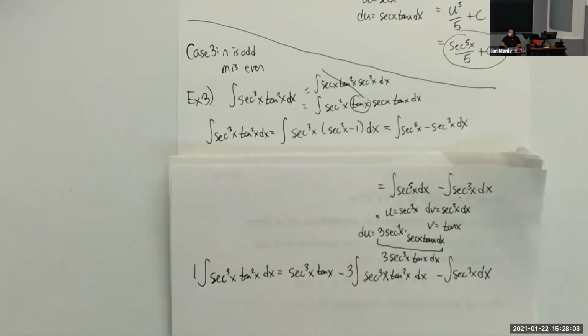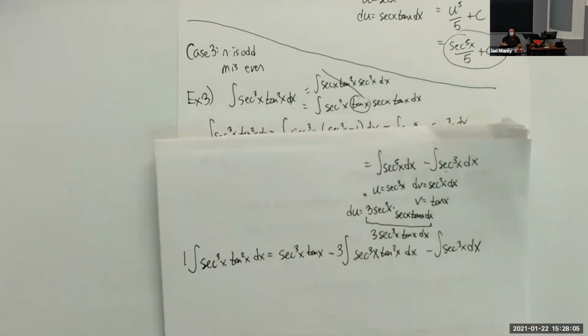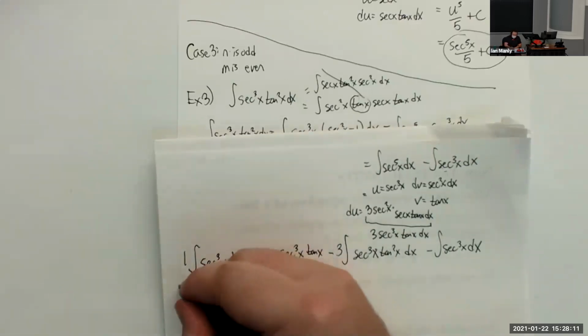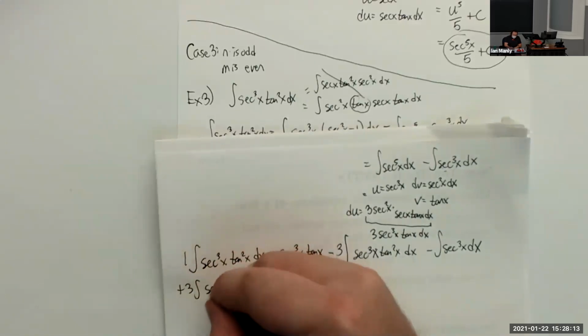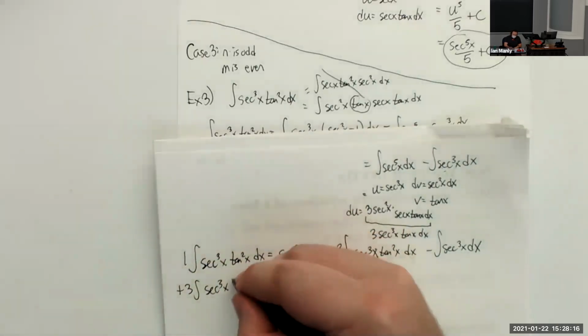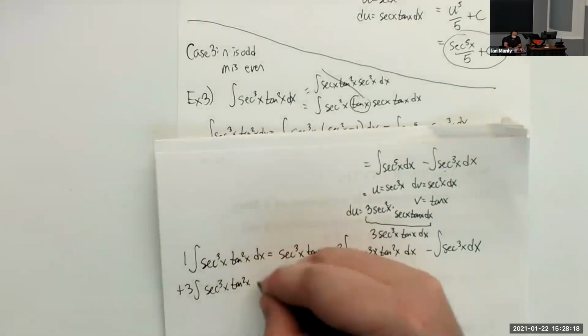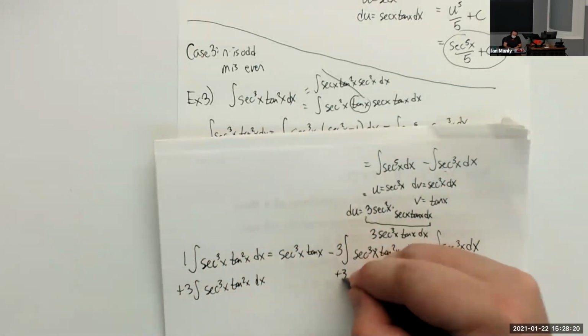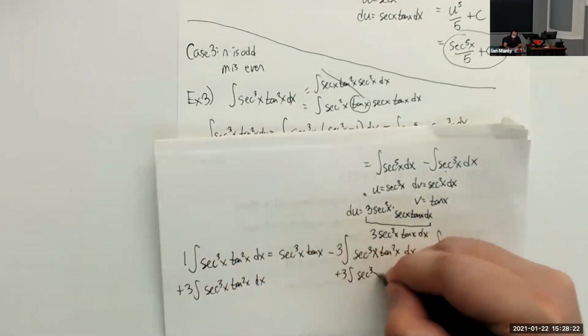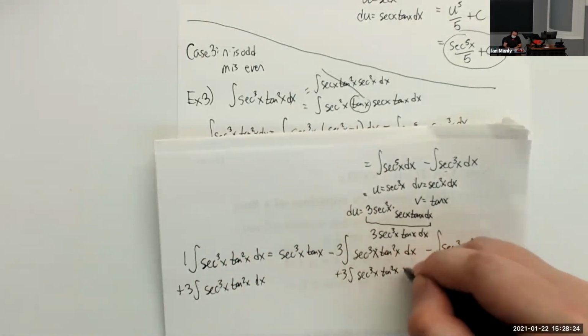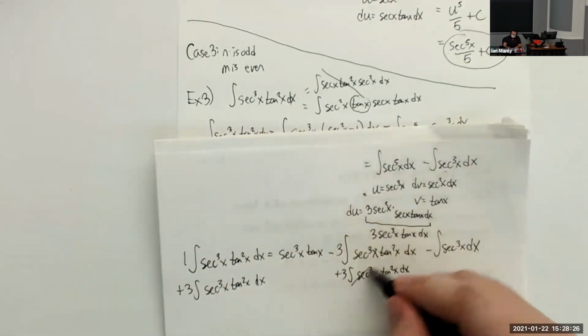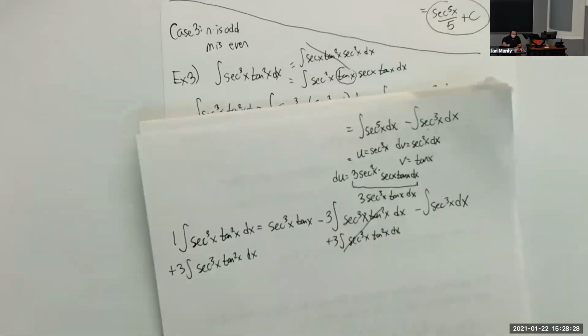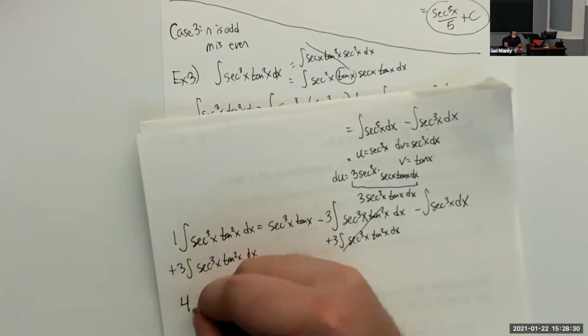But what we could do is that same trick that we did with integration by parts and add 3 copies of the integral to both sides. So I'm going to add 3 of the integral on the left. I'm going to add 3 of the integral on the right. And thankfully, these will cancel out. So we don't need to worry about that now. But on this side, we're going to have 4 of it.